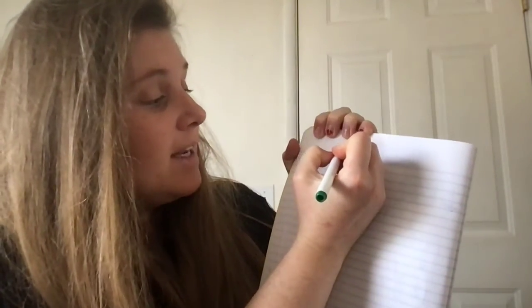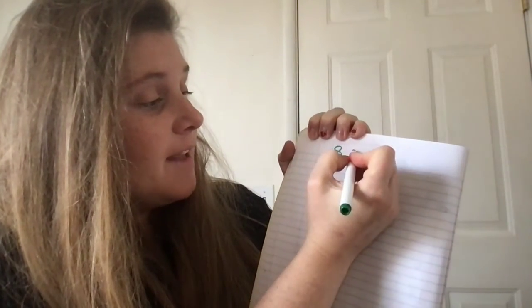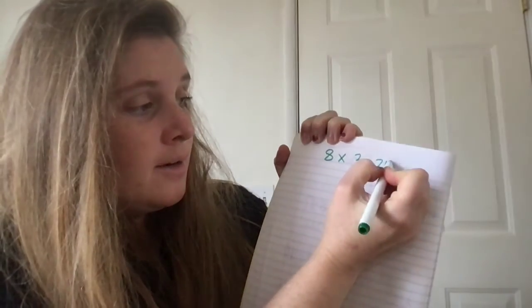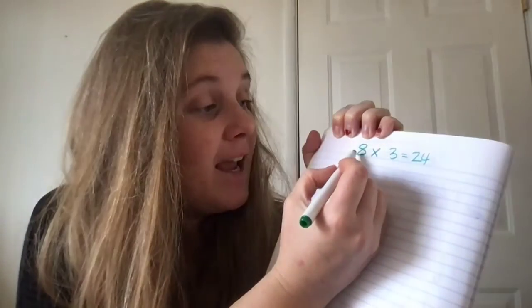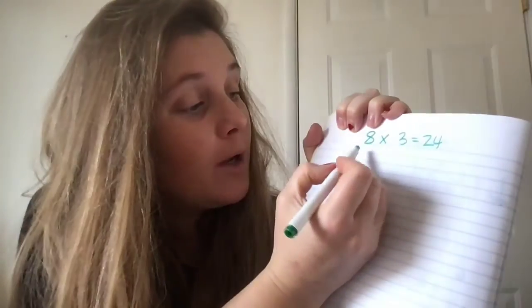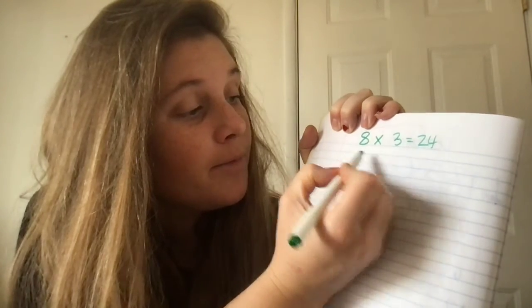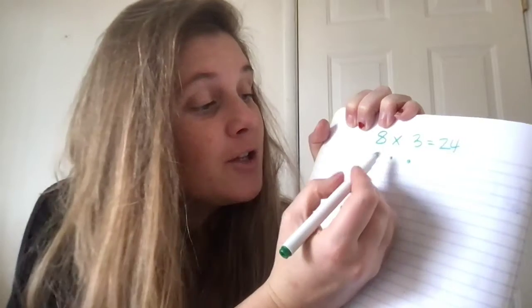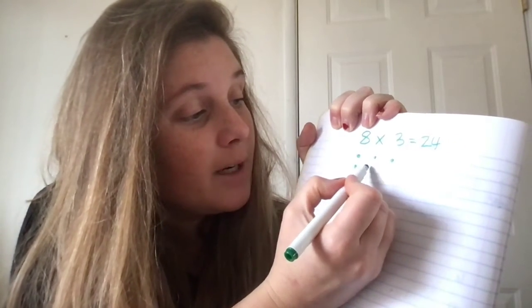So if we write, can you write this down in your journal? 8 times 3 equals 24. That means, do you remember what that means? 8 groups of 3, right? So we always do our groups going this way, do you remember? So we need 8 groups of 3.